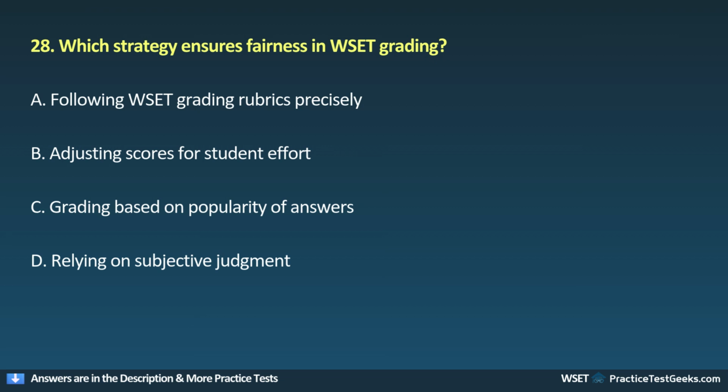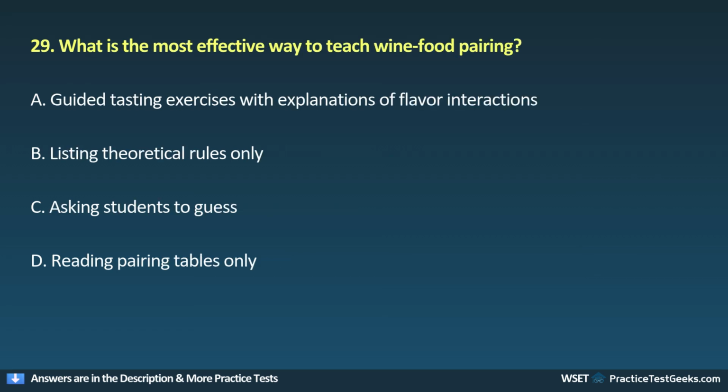28. Which strategy ensures fairness in WSET grading? A. Following WSET grading rubrics precisely. B. Adjusting scores for student effort. C. Grading based on popularity of answers. D. Relying on subjective judgment.